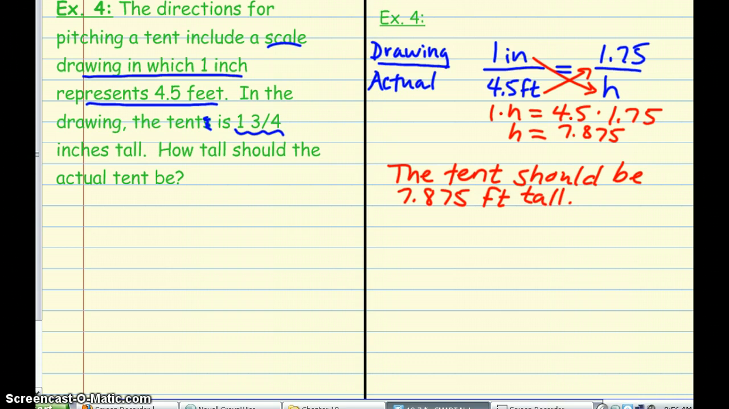So there you have it, folks. Now you know all about similar triangles and how to find missing measures of the different sides in similar triangles.